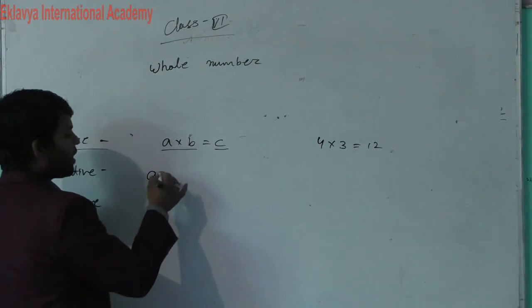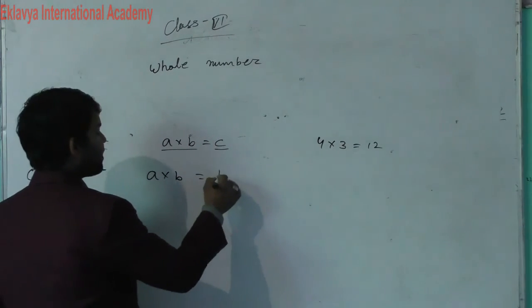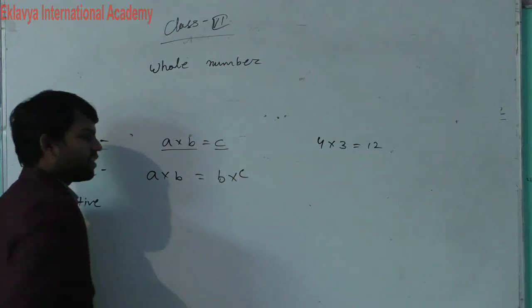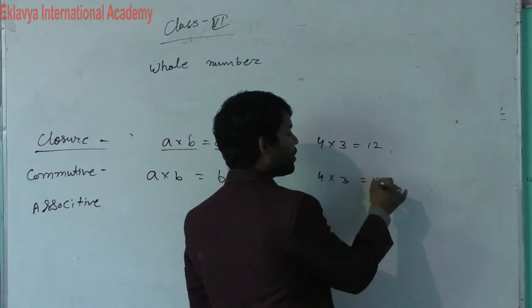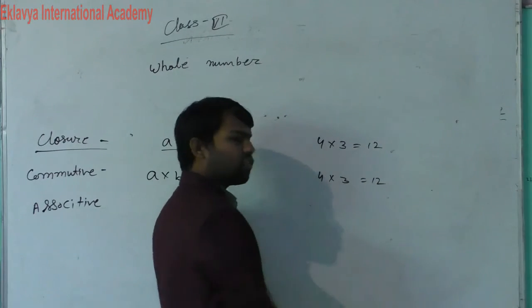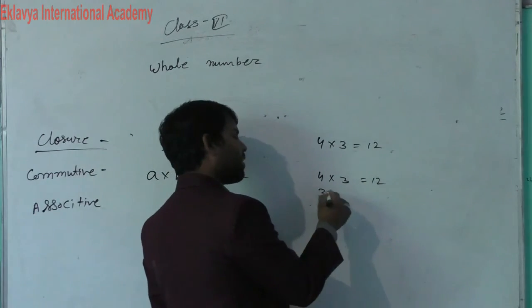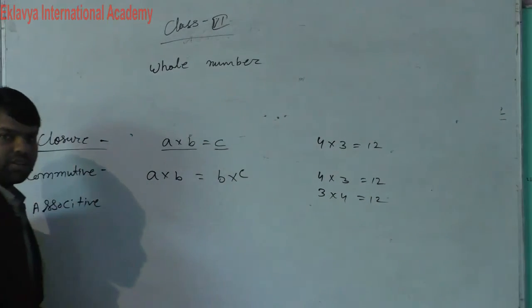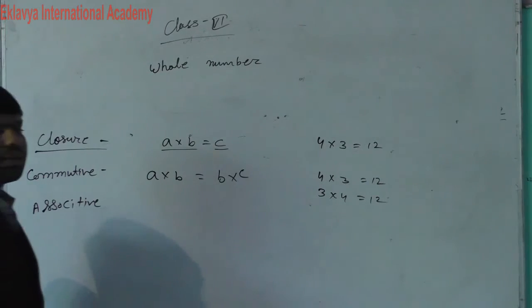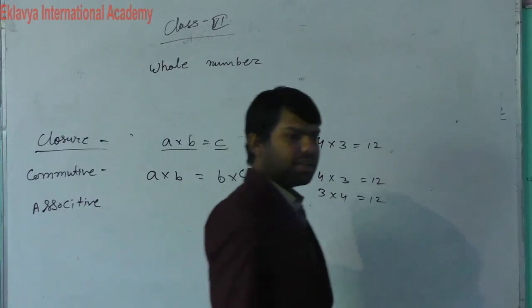Commutative property: A multiplied by B is equal to B multiplied by A. Like here, if we multiply 4 by 3, then we get 12. If we change the position of these numbers, like 3 multiplied by 4, then again the result is 12. So we will say here we can apply the commutative property.